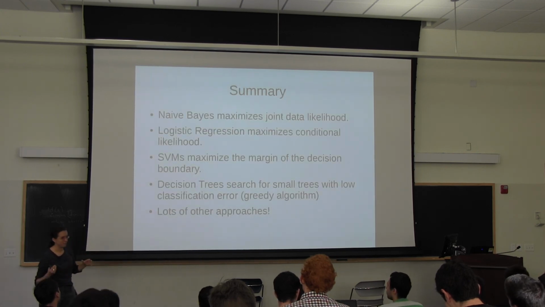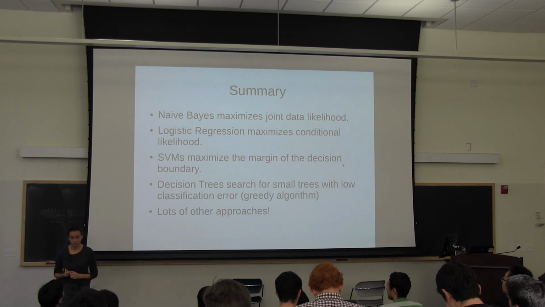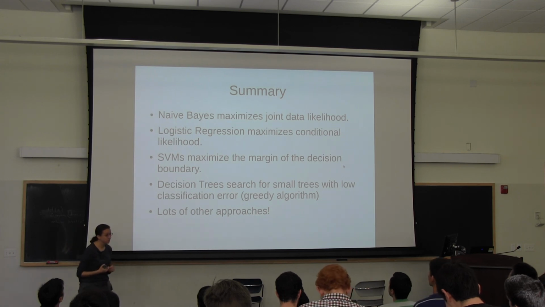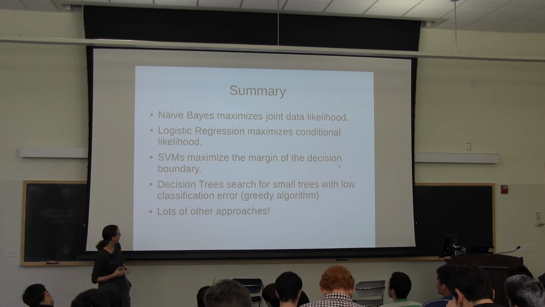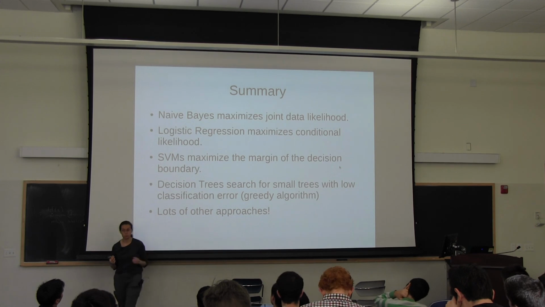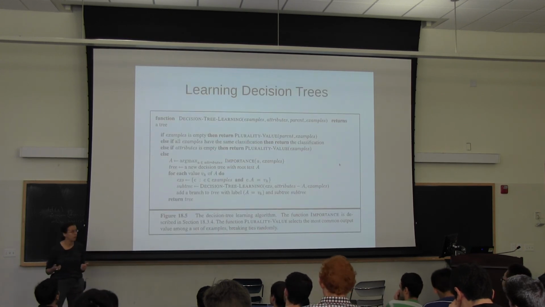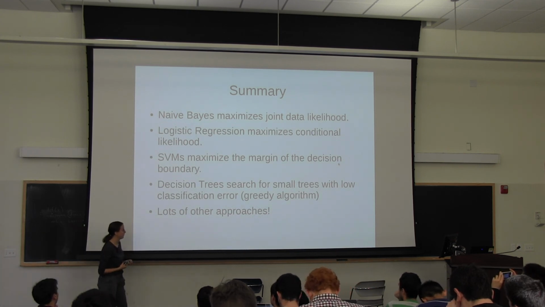So this is like machine learning in 2 lectures. But we kind of went through it: naive Bayes maximizes the joint data likelihood. Logistic regression maximizes the conditional likelihood. SVMs maximize the margin of the decision boundary. The math says that's what they're going to do. Decision trees don't. You're not guaranteed to find the optimal tree with this algorithm. It's a greedy algorithm and it might not find the optimal tree. But generally it does pretty well, and it searches for small trees with low classification error.